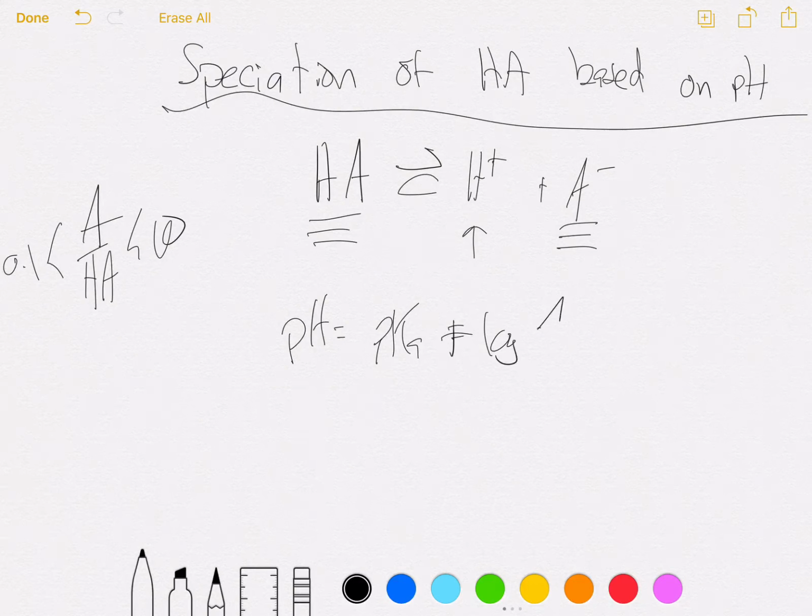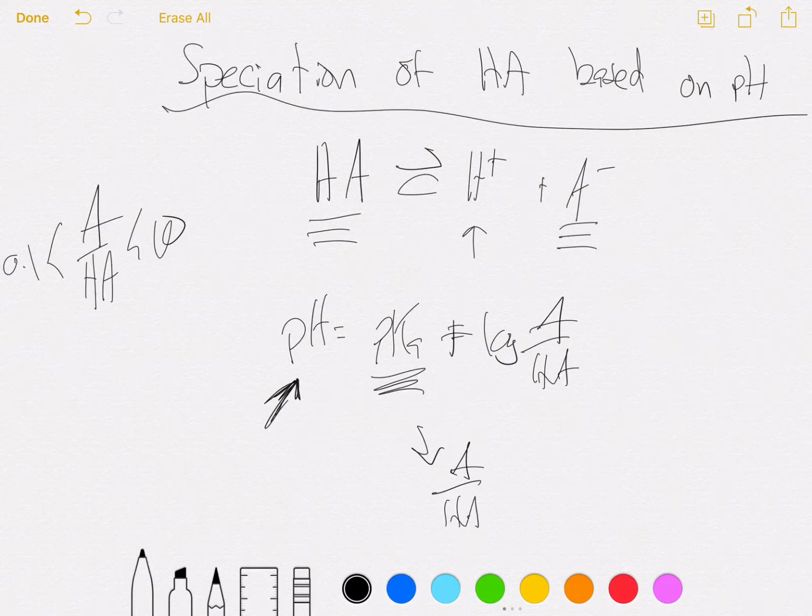And so all you'd ever need is pH equals pKa plus log of A over HA to speciate a weak acid based on pH. So that pH that we're talking about is what you'd plug in there. And then the pKa is a constant. And then given that pair of values, you could spit out A over HA, which is going to be some number you'd calculate, 10 to the, to be specific, 10 to the pH minus pKa, right?